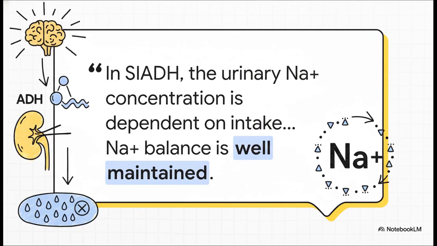And basically what's happening in SIADH is exactly what the name implies. The body is releasing ADH inappropriately. It's not because of dehydration. It's not because the blood is too concentrated. It's just on. And that rogue ADH signal makes the kidneys hold on to pure water, which then dilutes all the sodium in the body.